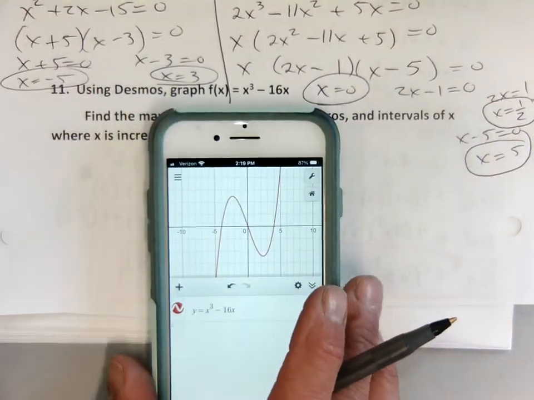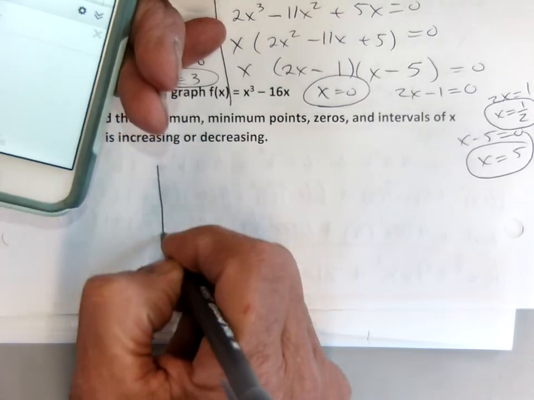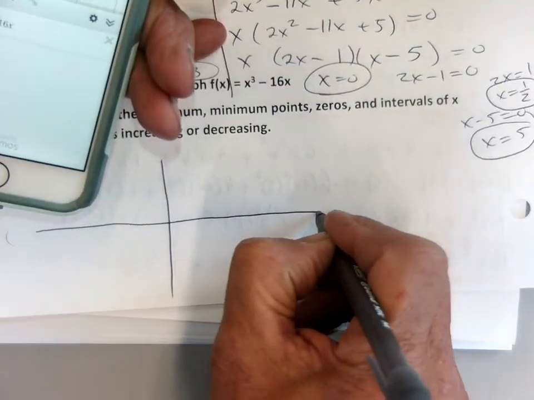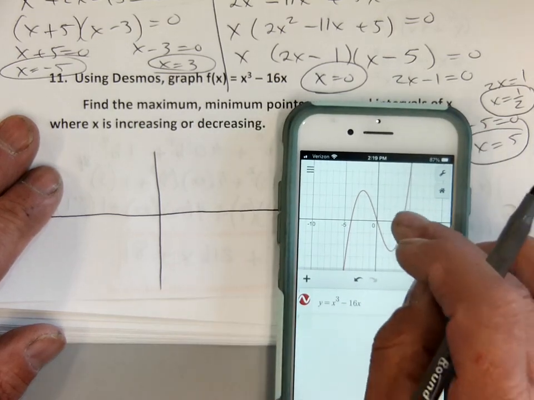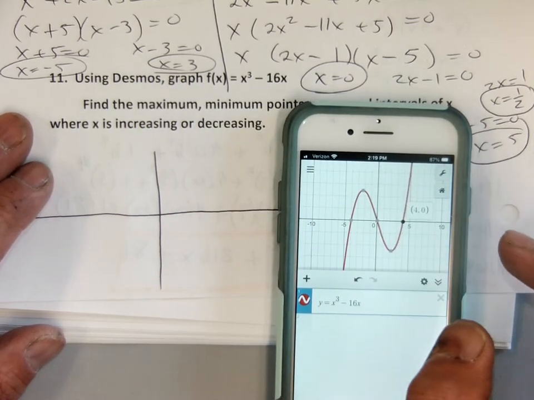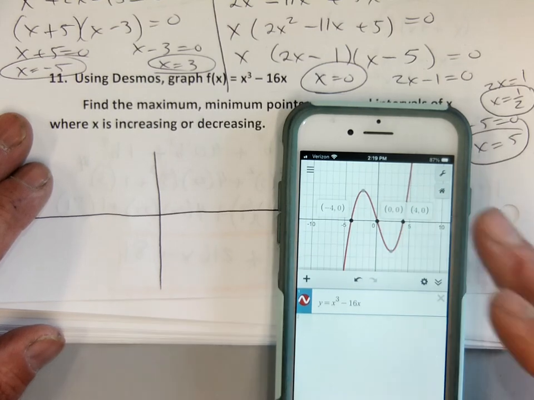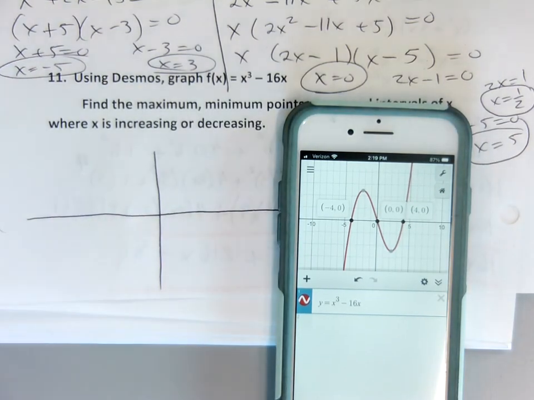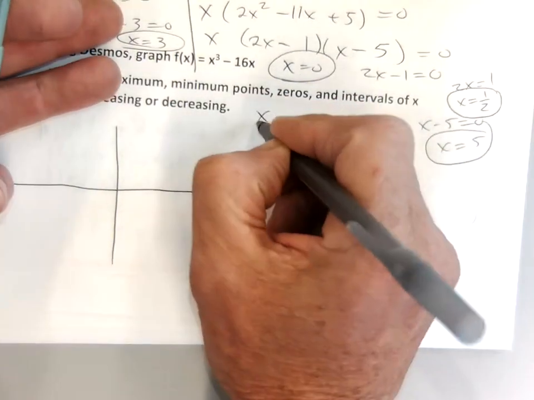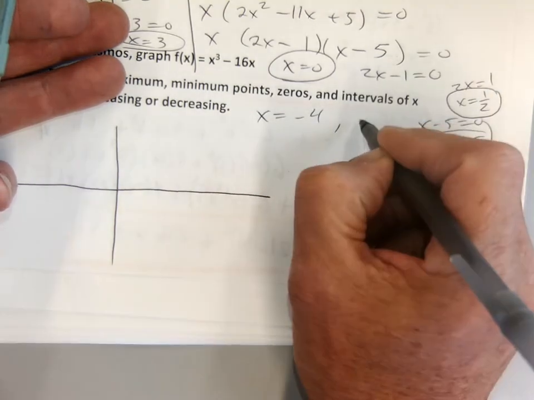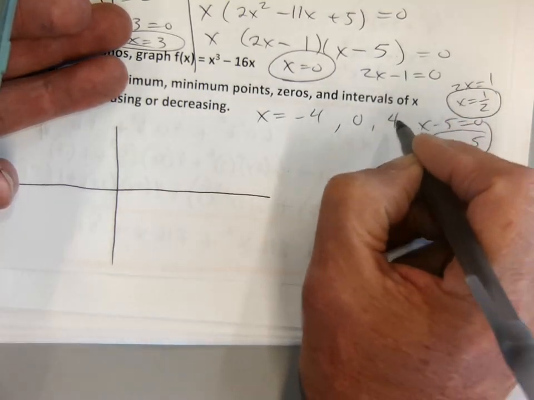Okay, so I'm just going to make a sketch of this. It's going to be a really rough sketch. But I want zeros. Zeros are there, there, and there. There's my zeros. See, I found them? Zeros are where it crosses the x-axis. Am I going too fast? My zeros are at x equals negative 4, 0, and 4. Those are my zeros, okay?